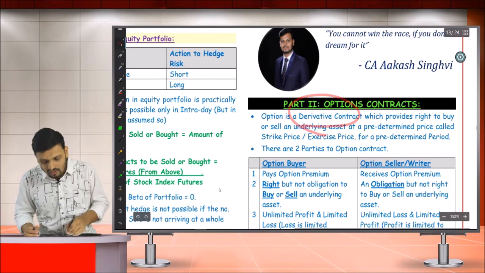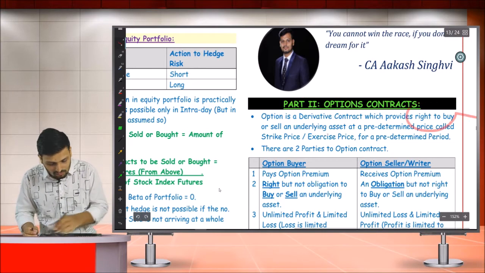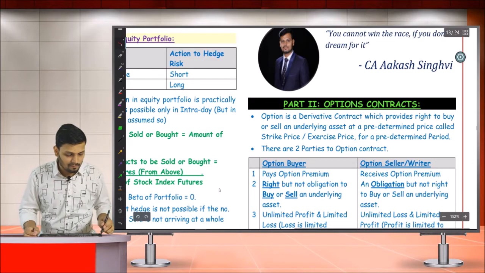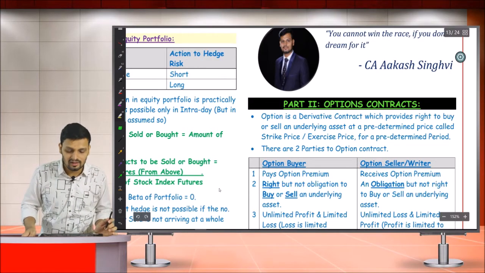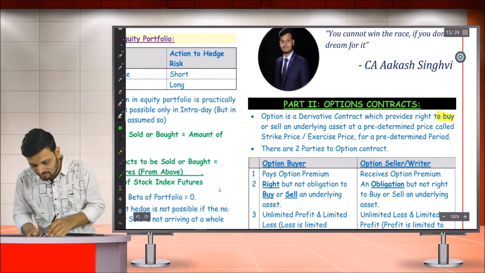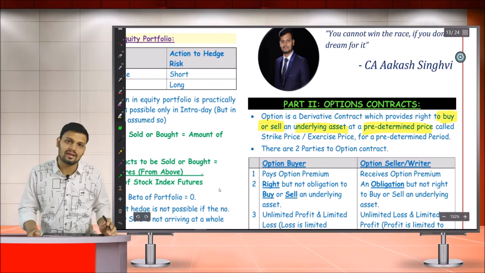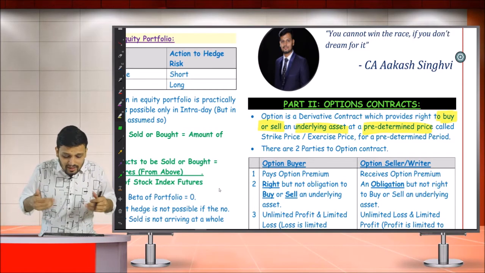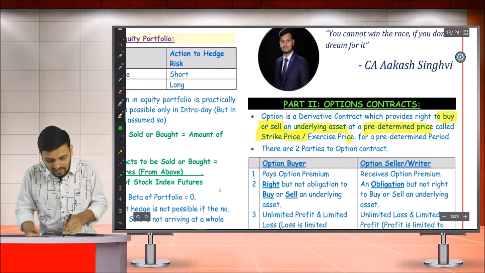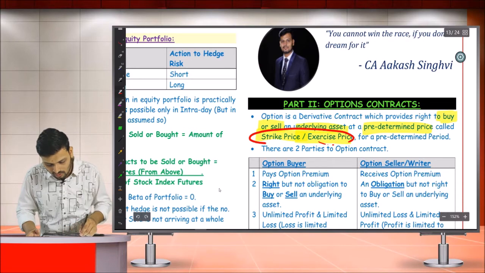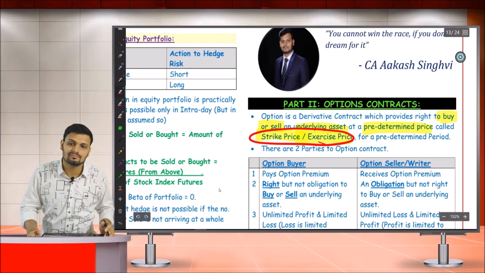An option is a derivative contract which provides the right to buy or sell an underlying asset at a predetermined price called the strike price or exercise price. Now, if you remember what we learnt in futures, the same thing is given here: buy or sell an underlying asset at a predetermined price. That predetermined price is called either the strike price or the exercise price. Guys, these two are the most important terms to be understood here.